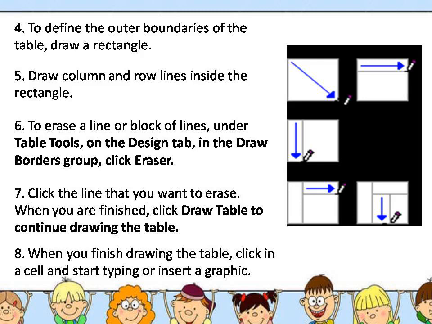To erase a line or block of lines, under Table Tools on the Design tab, in the Draw Borders group, click Eraser. Click the line that you want to erase. When you are finished, click Draw Table to continue drawing the table. When you finish drawing the table, click in a cell and start typing or insert a graphic, whatever you want. Here you can see the picture also, how you have to do it. It shows the way.